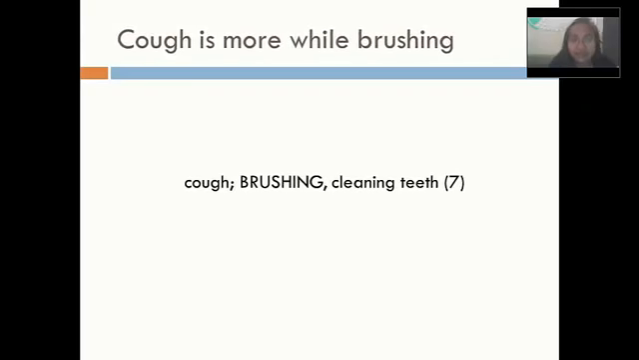If someone says, I have more cough while brushing, whenever I brush, I will have more cough, you can directly go to the cough chapter, and there is a rubric called brushing, cleaning teeth, and 7 remedies are in this rubric.